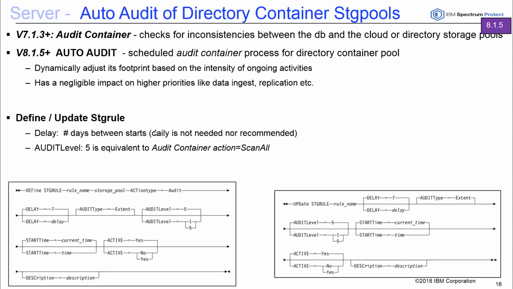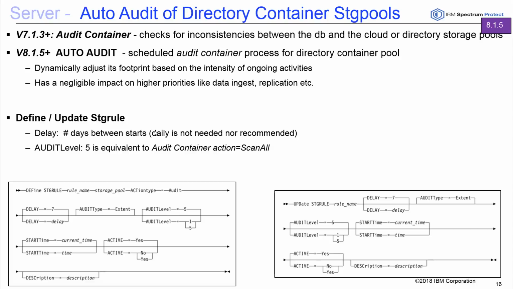And what it'll do is if you schedule it, it'll actually dynamically adjust its footprint based on the intensity and ongoing activities in your Spectrum Protect server. And this way you'll have a lower impact on the higher priorities like data ingest or replication, because we will be adjusting underneath the covers this audit process when higher priority processes come in.